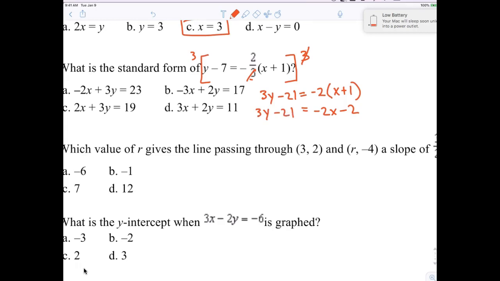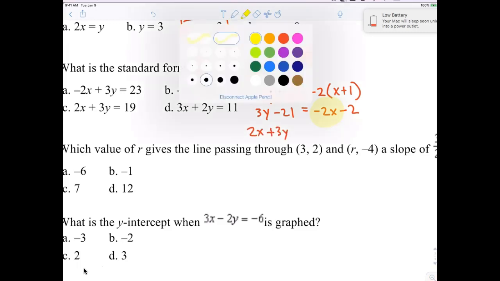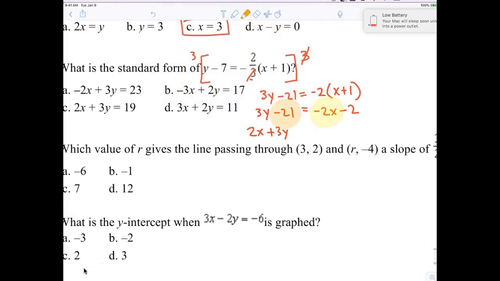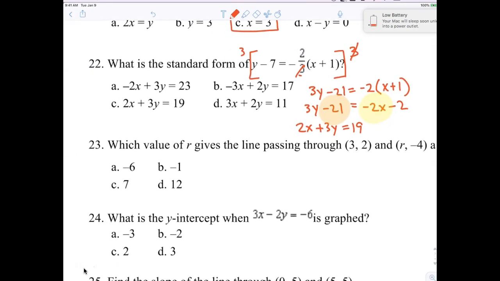Now I want to move the negative 2x to the left side. When I move negative 2x to the left side, it becomes what? So it would be 2x plus 3y. And now the one that's out of place is the negative 21. When I move the negative 21 over, it becomes a positive 21. So it equals 19. Thank you very much. Yes, 2x plus 3y equals 19.